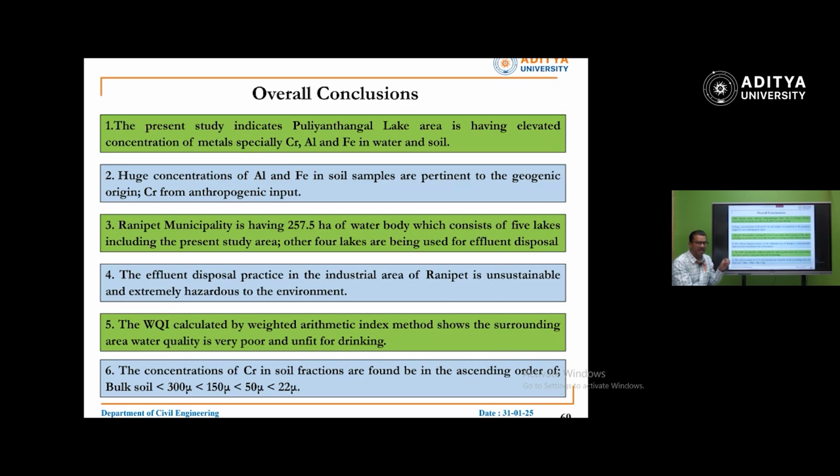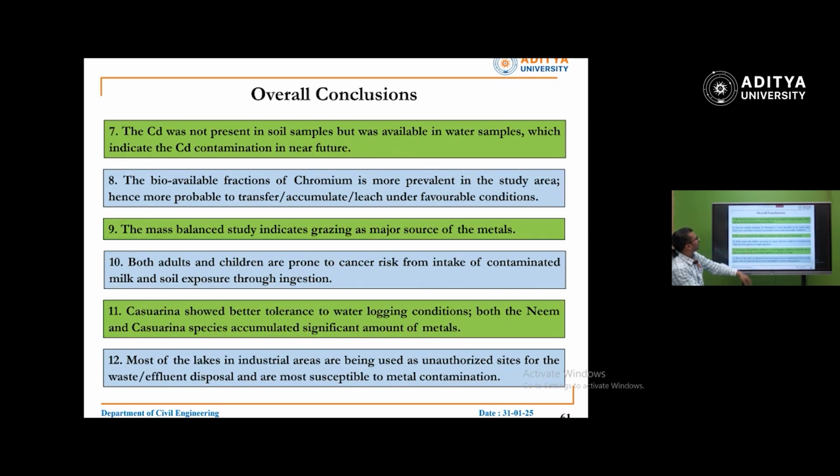Let us suppose in our third chapter, when we are doing the speciation study, if we could not identify the chromium in bioavailable form, then we could not go for phytoremediation, because if the metals are not bioavailable, then obviously plants cannot absorb them. So that is a crucial step in selecting the appropriate remediation measure. So these are the overall conclusions.